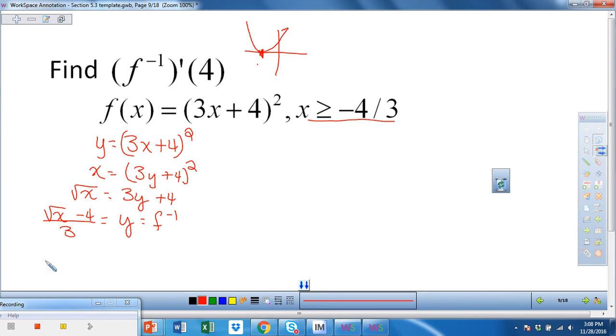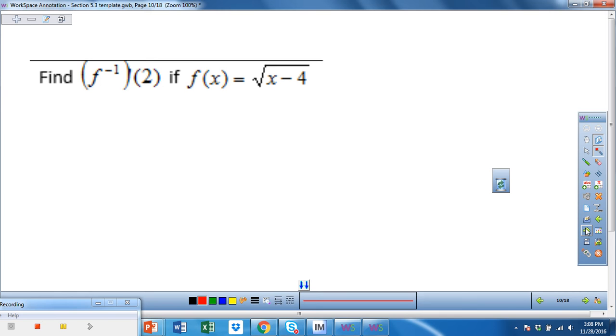To find the derivative, I just take the derivative of this. The derivative of this inverse: negative 4/3 is a constant. So I bring out the 1/3 and take the derivative of the square root of x, which is 1 over 2 square root of x, giving 1 over 6 square root of x. If I evaluate that at 4, I get 1 over 6 times the square root of 4, which is 1/12. And that's my answer.